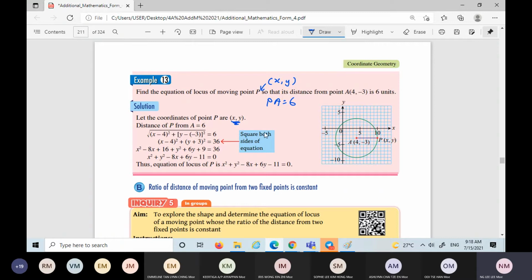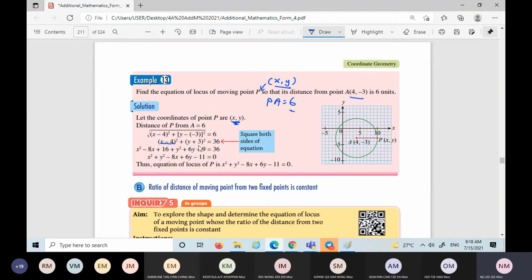Then by using these 2 points, use the formula for the distance. So x minus 4, squared, plus y minus negative 3, the whole thing squared, square root it. This is the formula for the distance of 2 points, equals 6. Next, squaring both sides, so the square root disappears and the 6 becomes 36, because 6 squared is 36.